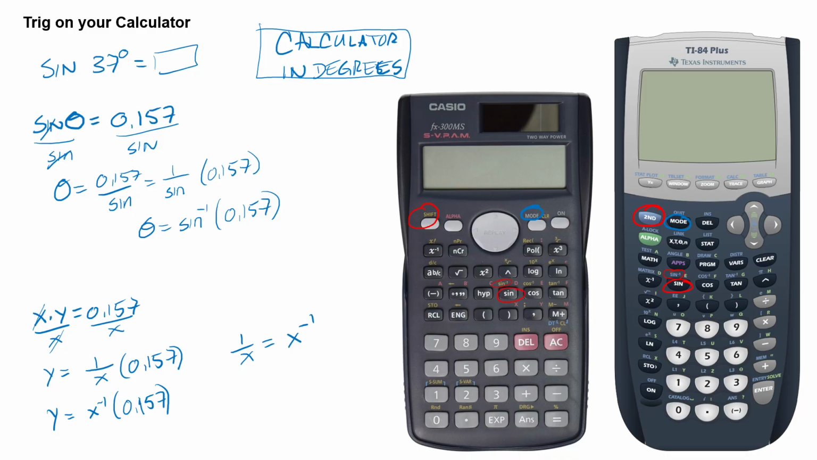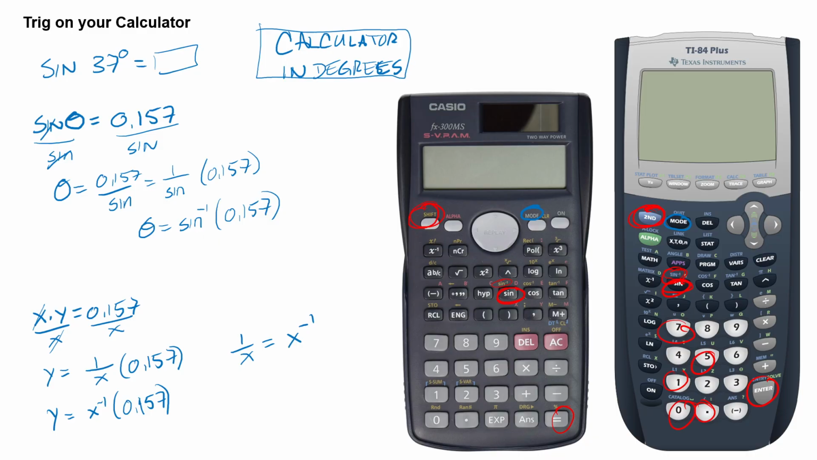So what I'm really doing is, if I want that angle, I have to take the sine to the negative 1 of the number that I'm looking at, the 0.157. On this calculator, I would do shift sine to get up to sine to the negative 1, and then type in 0.157, hit equals, and I'm going to get my answer. Same thing on this calculator: I'm going to do second sine to get up to sine to the negative 1, and then 0.157, enter, and I'm going to get myself the answer.